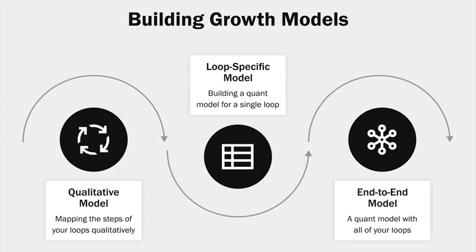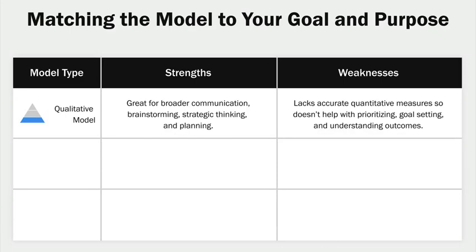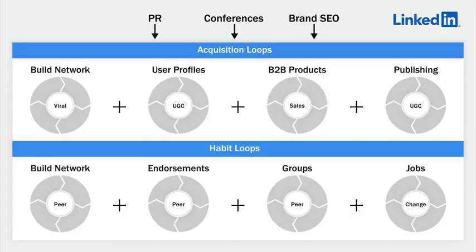We talked about 3 different types of growth models. The first at the foundation was a qualitative model, which has the strength that it's great for broader communication, brainstorming, and strategic thinking, but lacks the accurate quantitative measures that help us with prioritization, goal setting, and understanding outcomes. We went through a few different examples, linking together our habit loops, our acquisition loops, and our linear activities in a super easy whiteboardable version of our growth model, able to communicate it across our team.